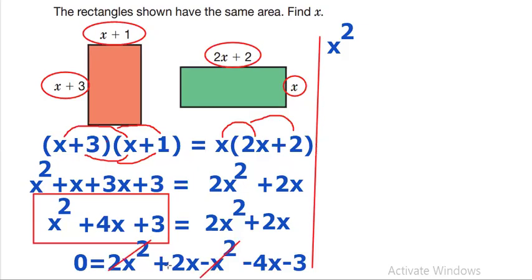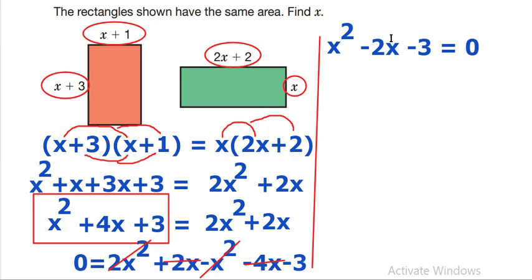Now 2x minus 4x. Same idea. I'm going to put a line like this. 2x minus 4x equals minus 2x. Very good. Minus 2x. And then the negative 3 is the same because it has no like terms. And then equals 0. Now, I ended up with what? I ended up with a quadratic equation. Now, I'm going to solve this quadratic equation.